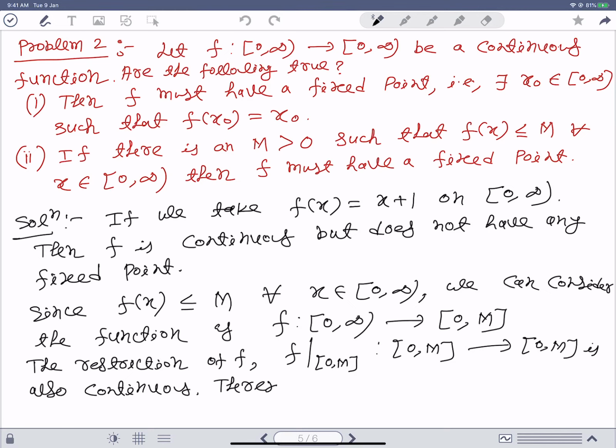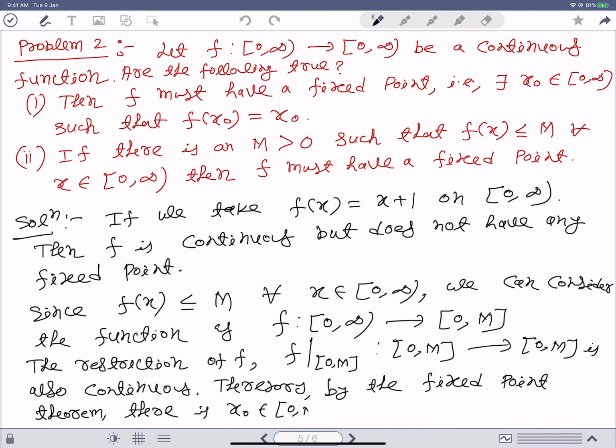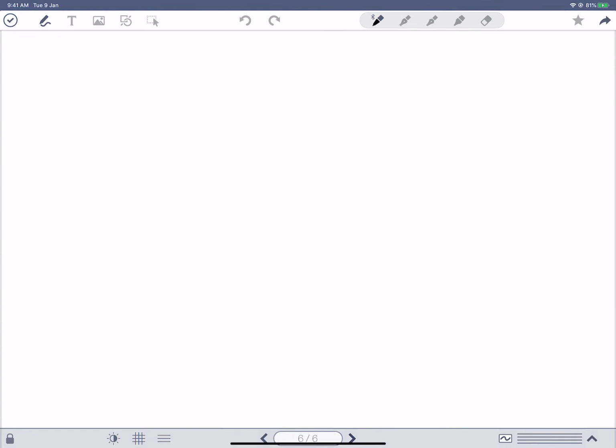So therefore, by the fixed point theorem, there is x0 in the closed interval [0,m] such that f of x0 equals x0. So thus you can say that f has a fixed point. So we are done. Now we can see another example.